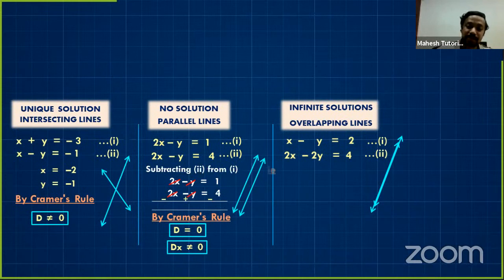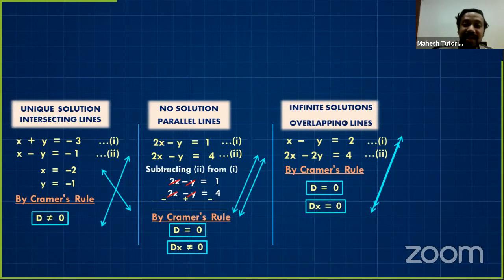And finally, students, by Cramer's rule, if you get the value of D as 0 and the value of Dx as also 0, then those equations will have infinite solutions, means they are overlapping lines. I hope whatever we have discussed now is clear to each and every student. So remember, for unique solution, intersecting lines, D is not 0. No solution, parallel lines means D is 0, but Dx is not 0. And for infinite solution, overlapping lines, D is 0 as well as Dx is 0.